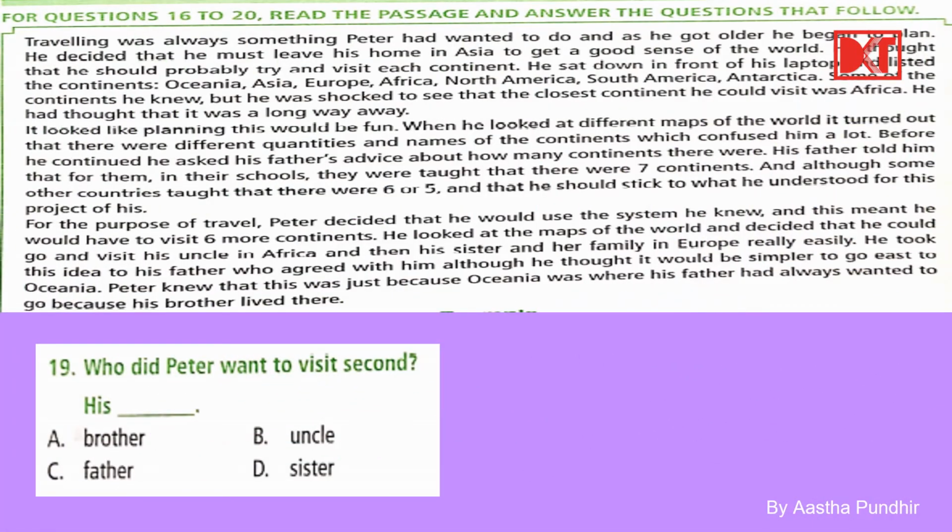The next question, who did Peter want to visit second? A. His brother, B. uncle, C. father, D. sister. Now let's see. Now he looked at the maps of the world and decided he could go and visit his uncle in Africa, and then whom? Then his sister and her family in Europe really easily. So whom did he decide to visit second? D, his sister. Easy questions, right?